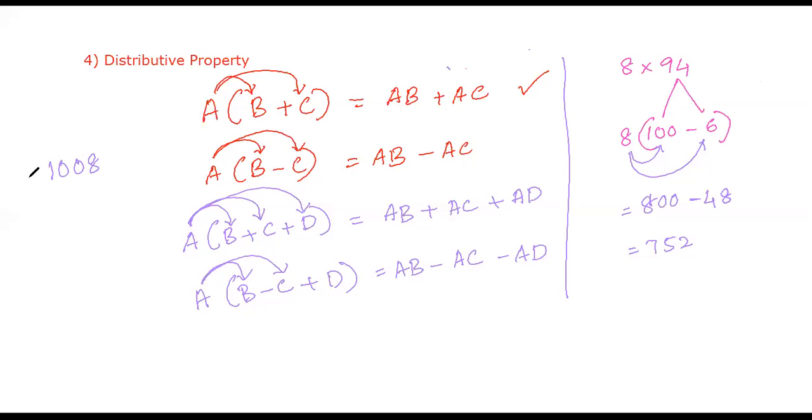What do you do? 3 times 1008. So what we can do here, 1008 can be written as 1000 plus 8. So 3 times 1000 is 3000, plus 3 8s are 24. So 3024 is the answer.